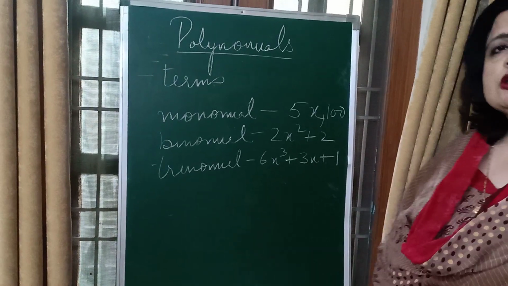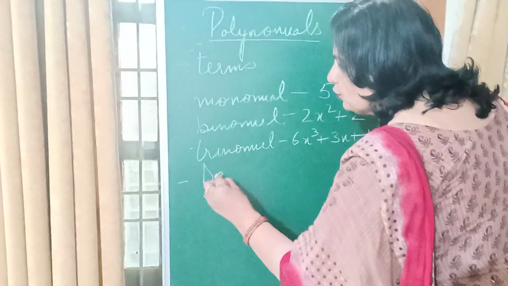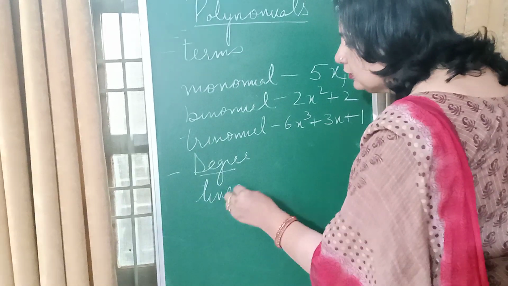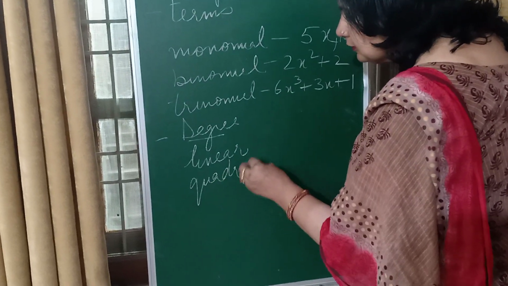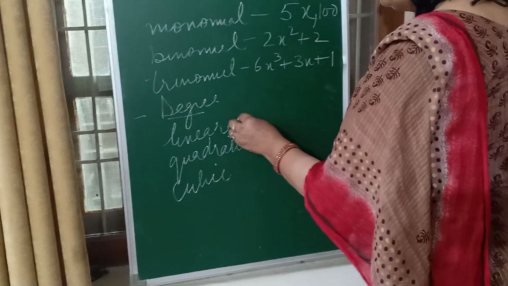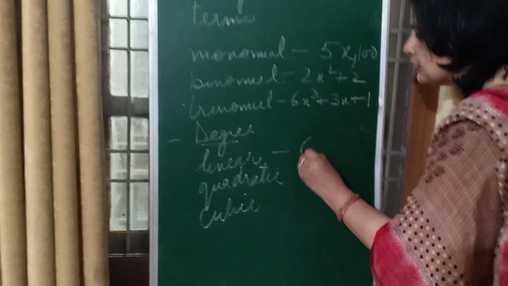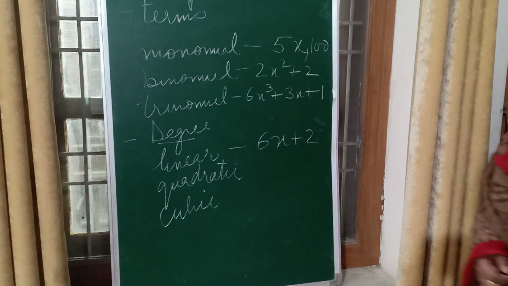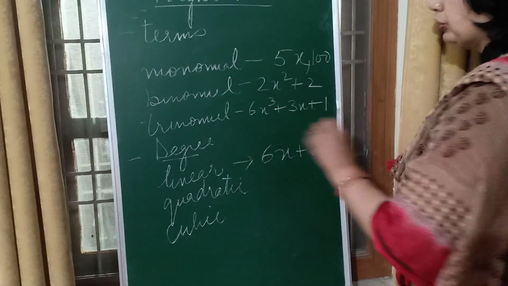Now polynomials are also classified on the basis of their degree. On the basis of degrees, the classification is linear polynomial, quadratic polynomial, and cubic polynomial. A linear polynomial is a polynomial of degree 1. For example, 6x plus 2. Here the highest exponent of the variable x is 1. So its degree is 1. It is a linear polynomial.